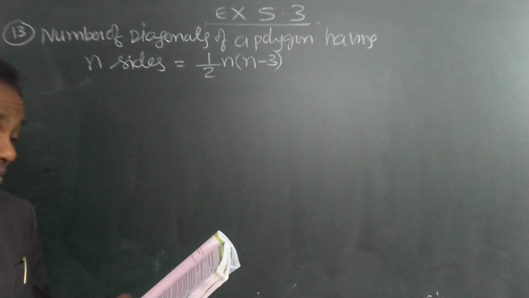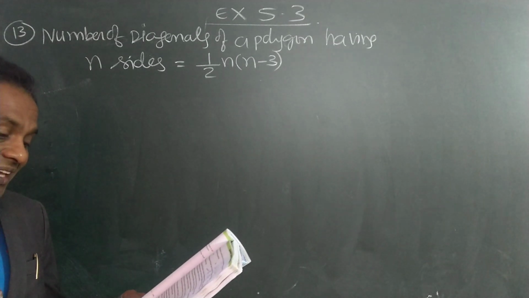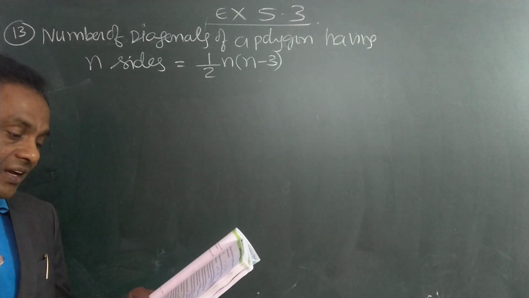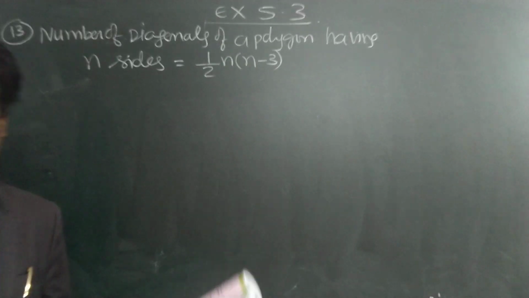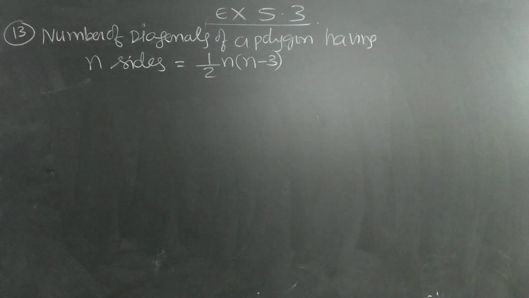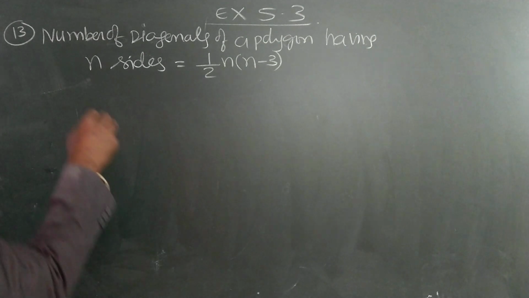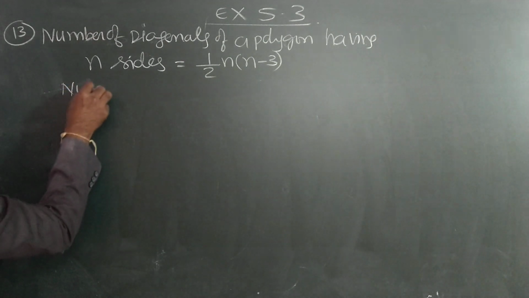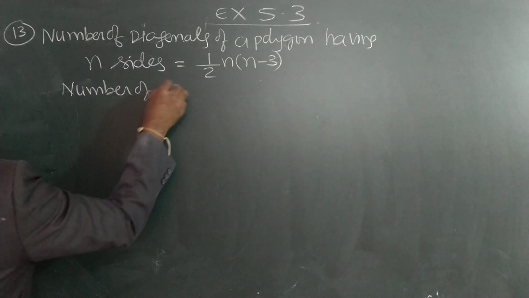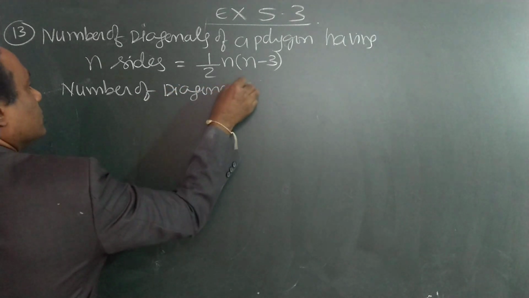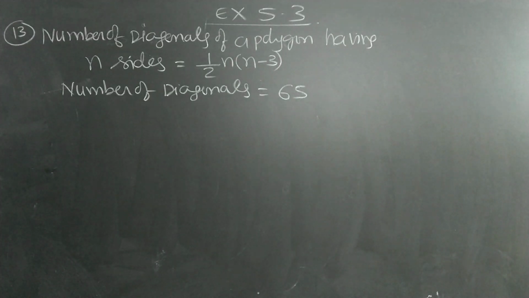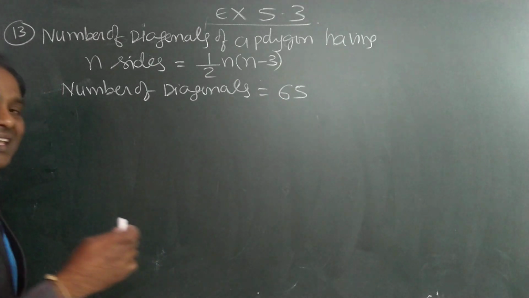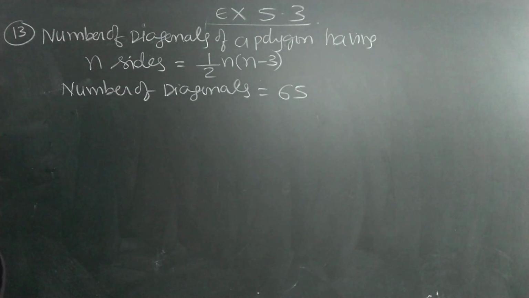It is given. Question is, how many sides are there in a polygon with 65 diagonals? 65 diagonals. See here, students. Number of diagonals should be how much? 65. Number of diagonals should be 65. If number of diagonals are 65, the polygon will have how many sides?